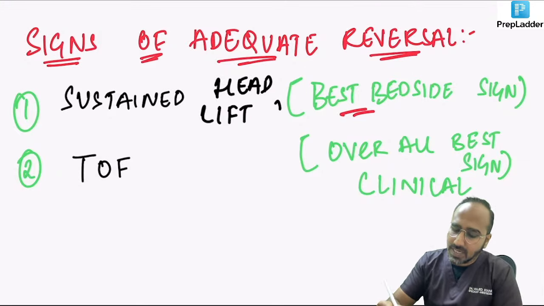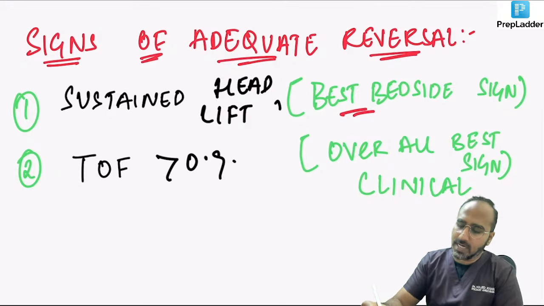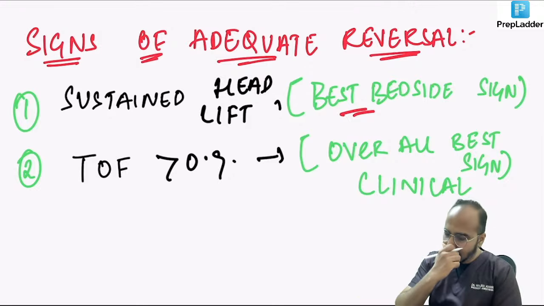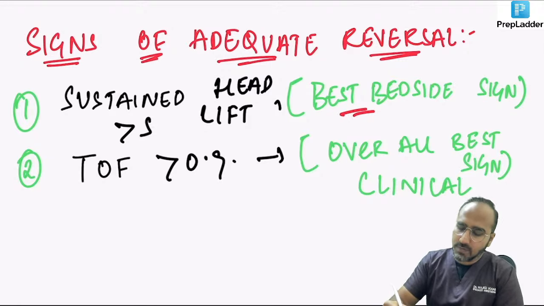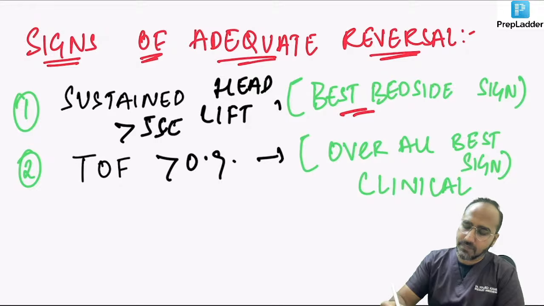Or if you see a train of 4 ratio of more than 0.9, then it is overall the best clinical sign for adequate reversal. For more than 5 seconds, guys.